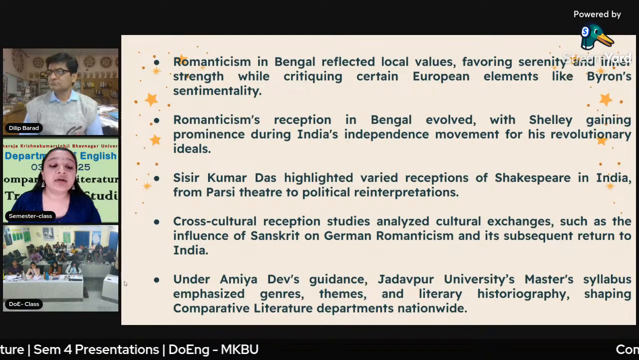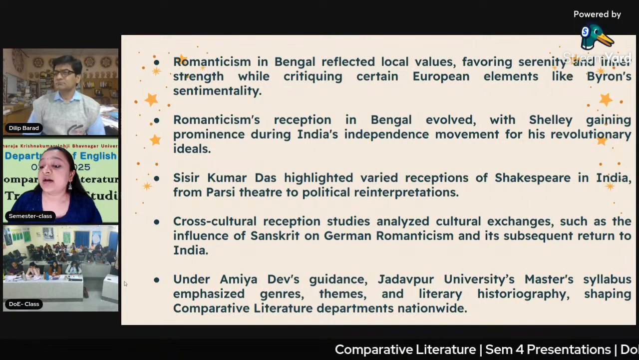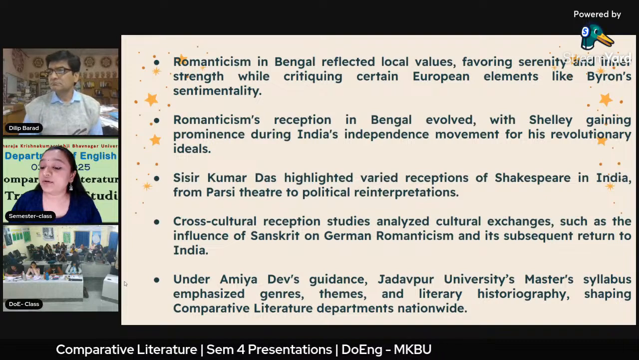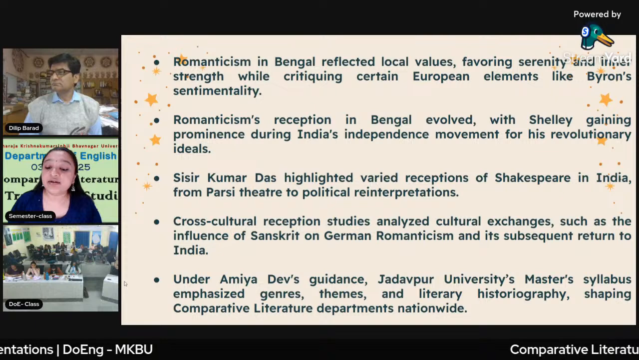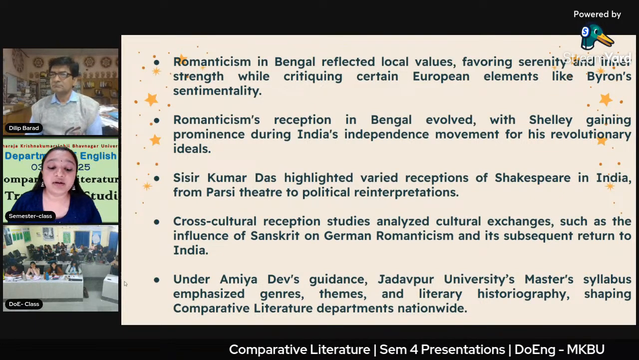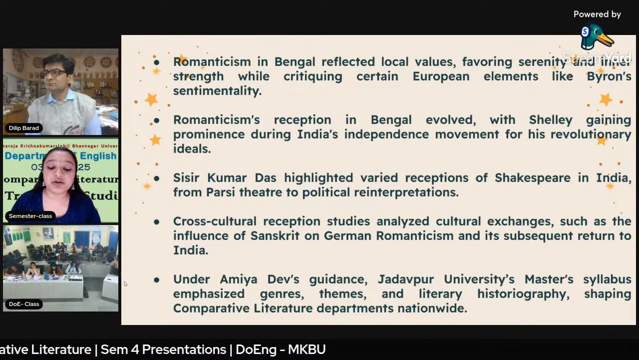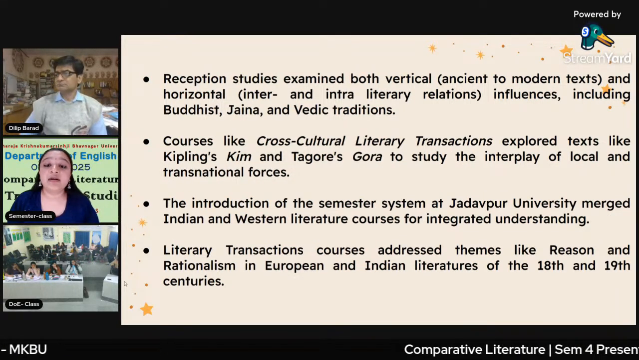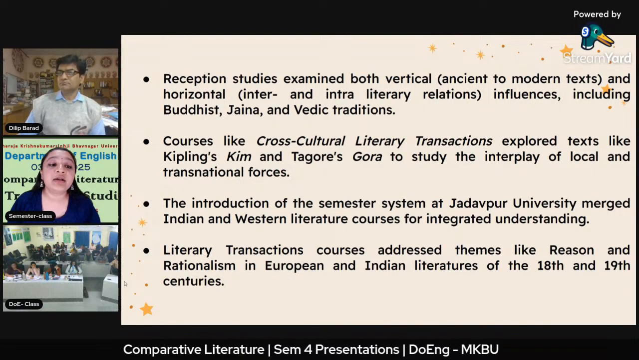reinterpretations. Cross-cultural reception studies analyzed cultural exchanges, such as the influence of Sanskrit on German Romanticism and its subsequent return to India. Under Amiya Dev's guidance, Jadavpur University's master syllabus emphasized genres, themes, and literary historiography, which shaped the comparative literature departments nationwide.